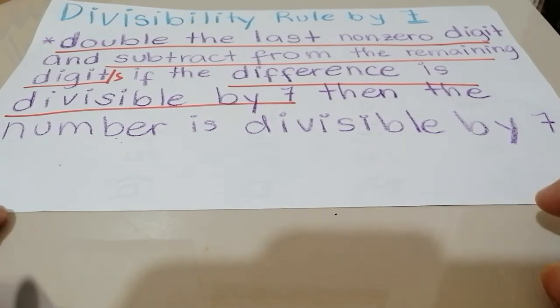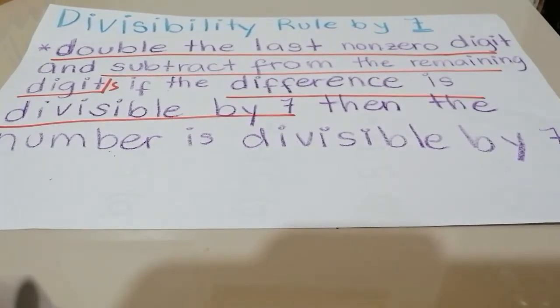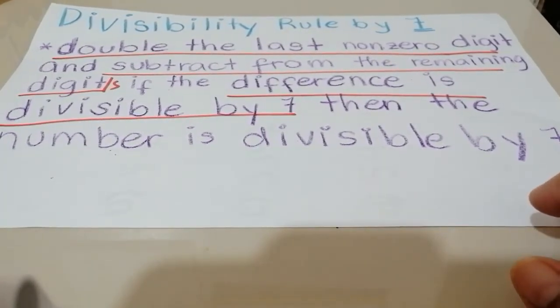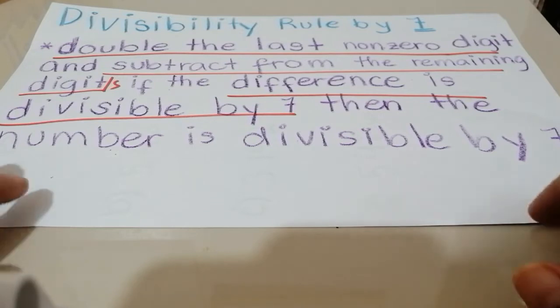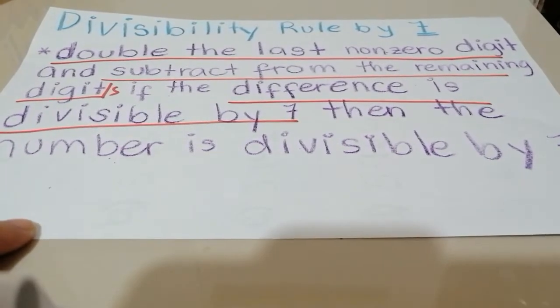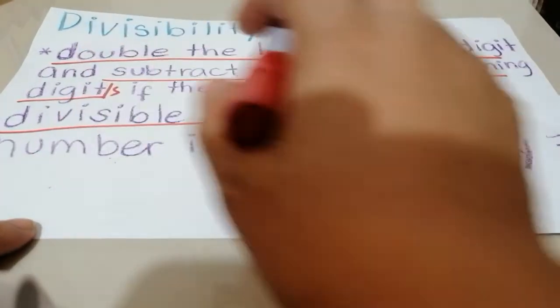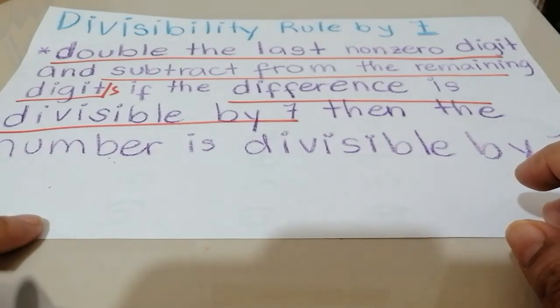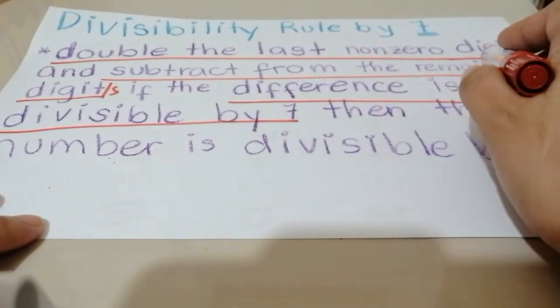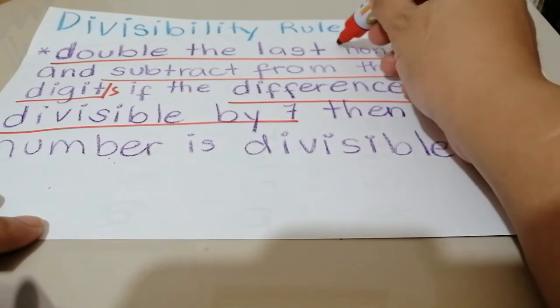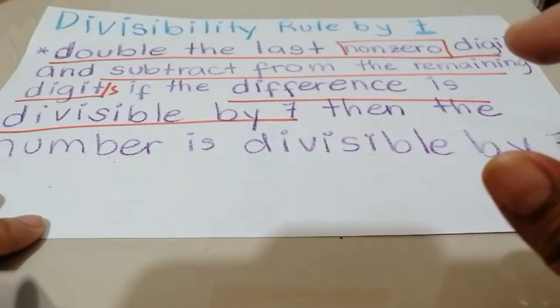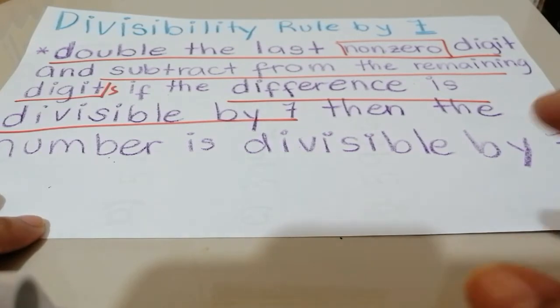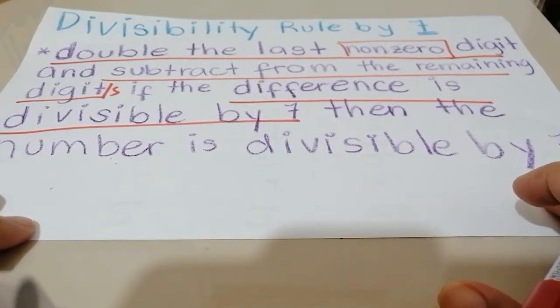So, anong ibig sabihin nun? Unang-una, para malaman mo kung yung number, kahit pa maliit o malaking number yan, ay divisible by 7, the technique is, kailangan mong i-double. When we say double, i-multiply mo ng 2 yung non-zero digit number. Non-zero. Take note of that one. Non-zero, kasi kapag 0, the answer is always 0. So, non-zero digit. I-multiply mo siya ng 2.